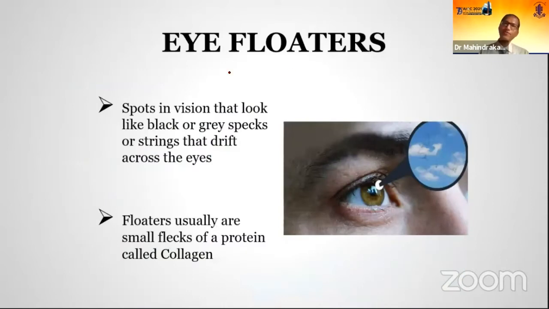Now we come on to what are eye floaters. Eye floaters are spots in vision that look like black or gray specks or strings that drift across the eyes. Floaters usually are small flecks of protein sometimes. We can call them collagen changes.